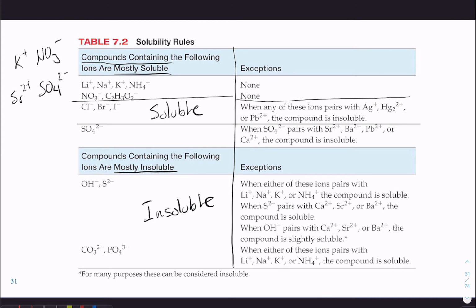So again, potassium nitrate, always soluble. So you don't have to worry about any of those.